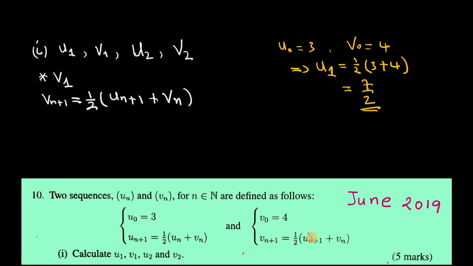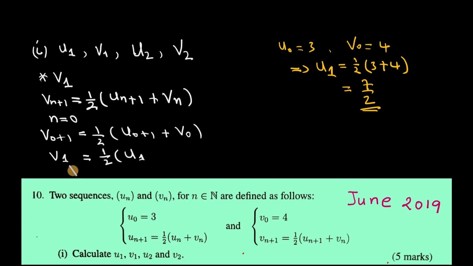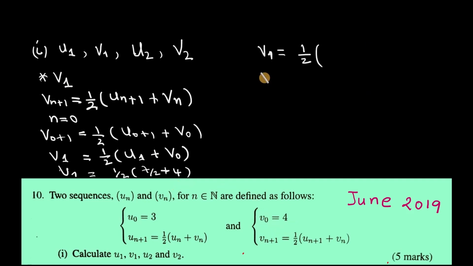v1. From the question, we know vn plus 1 is equal to half into un plus 1 plus vn. To calculate v1, we choose n to be equal to 0. That is, v0 plus 1 is equal to half into u0 plus 1 plus v0. That is, v1 is equal to half into u1 plus v0. That is, v1 is equal to half into 7 over 2, since u1 is 7 over 2, plus 4, since v0 is equal to 4. That's v1 is equal to half into 2 times 4 is 8, 8 plus 7 is 15, 15 over 2. 1 times 15 is 15, 2 times 2 is 4, which is equal to 15 over 4.